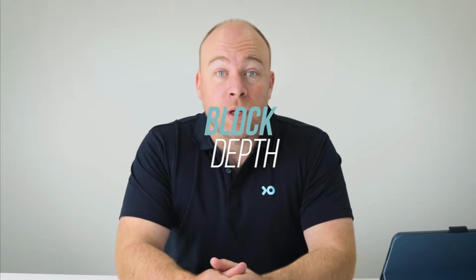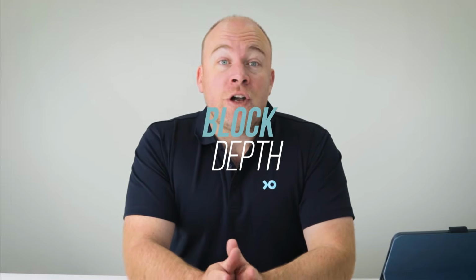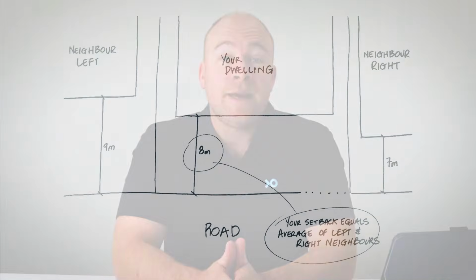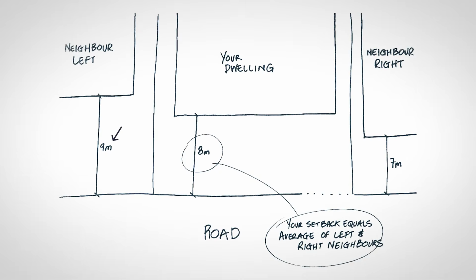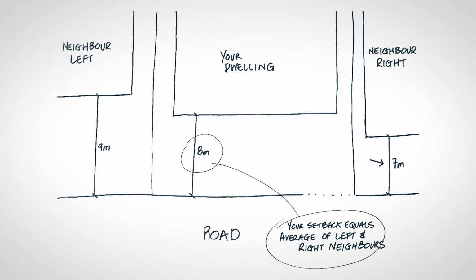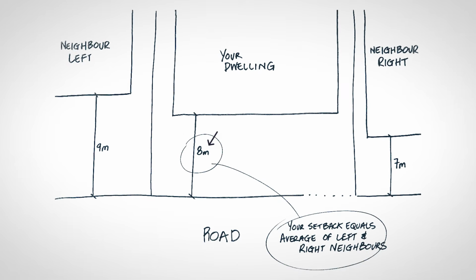Now let's talk length, and by length I'm referring to the depth of your block. Once you get your frontage right and you know you have enough width, you need to make sure there is enough depth in the site. Firstly, your setback. Your site setback is the distance from the front boundary to the start of your dwelling. A block setback is governed by the setbacks of your direct neighbours on either side. It's an average of their setbacks. For example, let's say the setback of your neighbour on the left-hand side is 9 metres, and your neighbour on the right-hand side is 7 metres. It means your setback will be 8 metres.